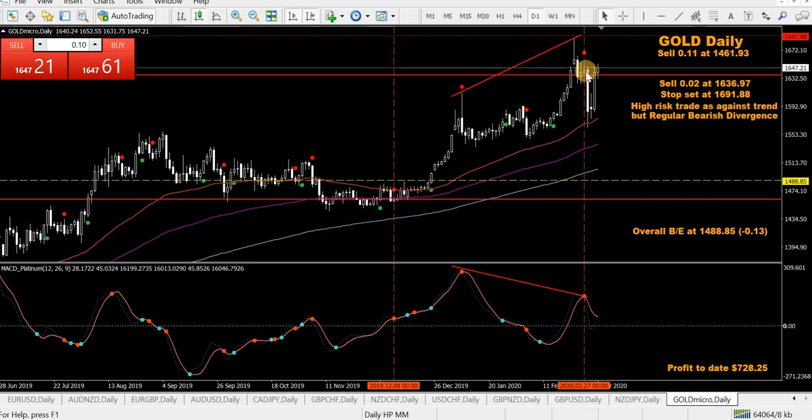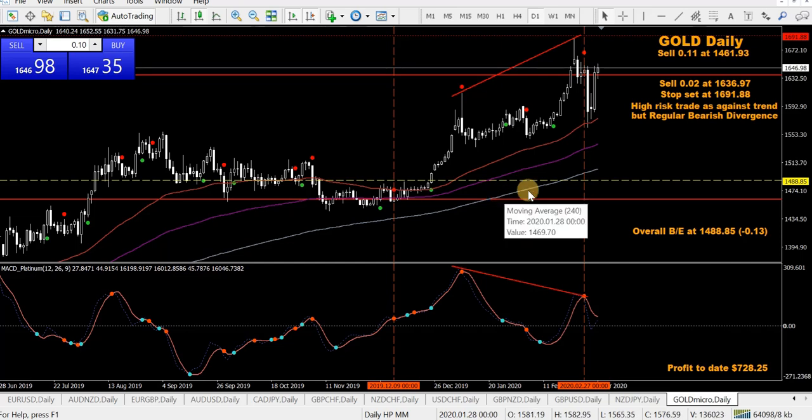But at the moment, ignoring this old trade down here, I took this sell trade up here based on, it was a high risk trade as against trend, but regular bearish divergence. So I had regular bearish divergence. I've got a stop in place there. I'll take the loss if I have to. It's a high risk trade, as I said, into the MAs. The MAs are heading up. So I've just got to see what happens here.